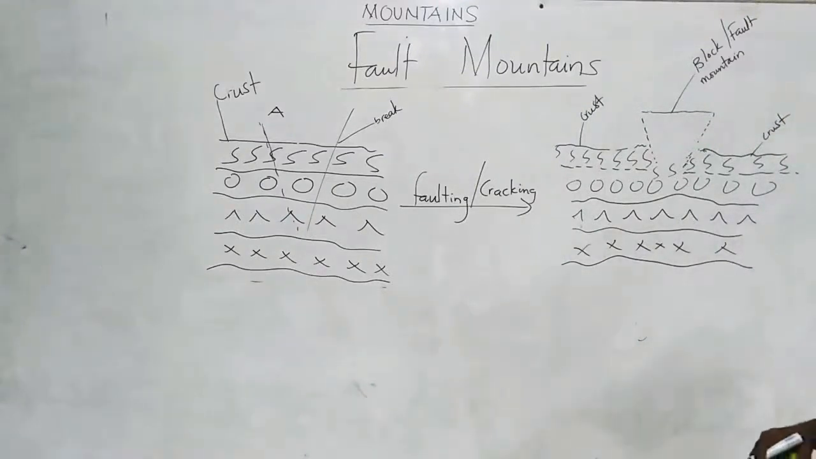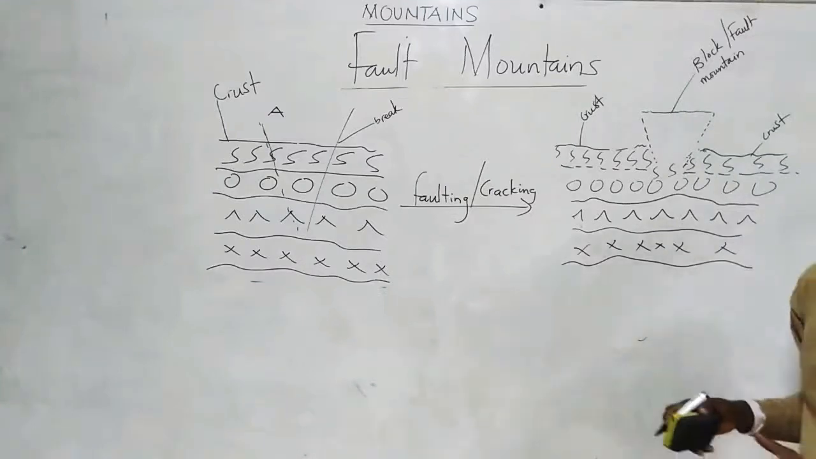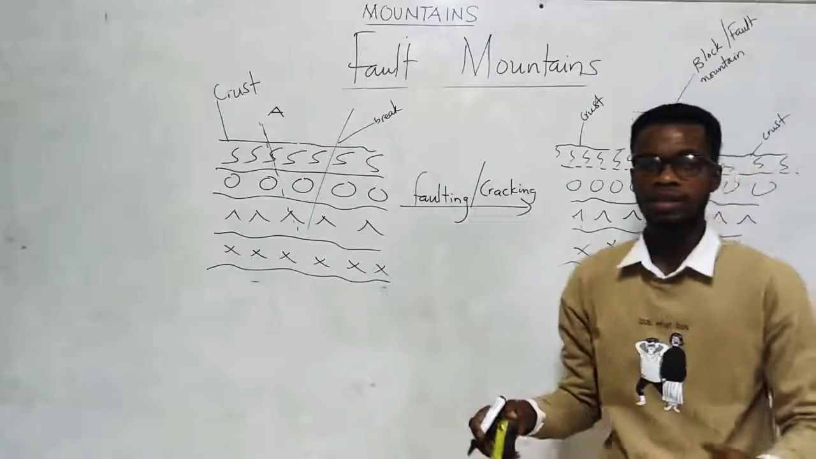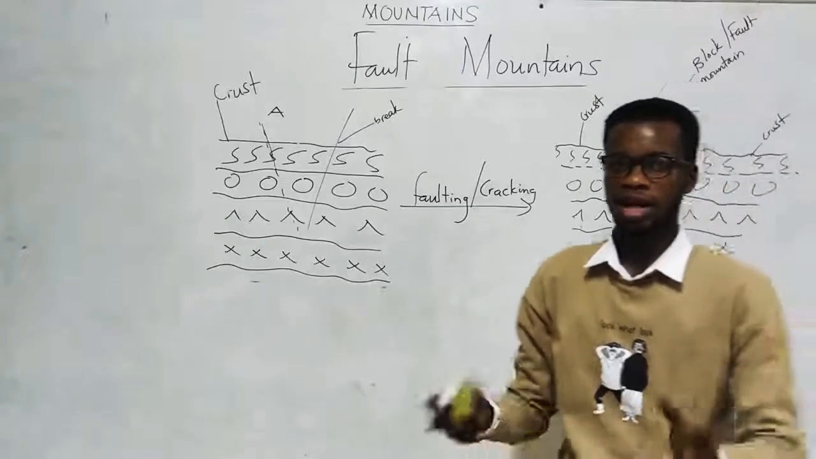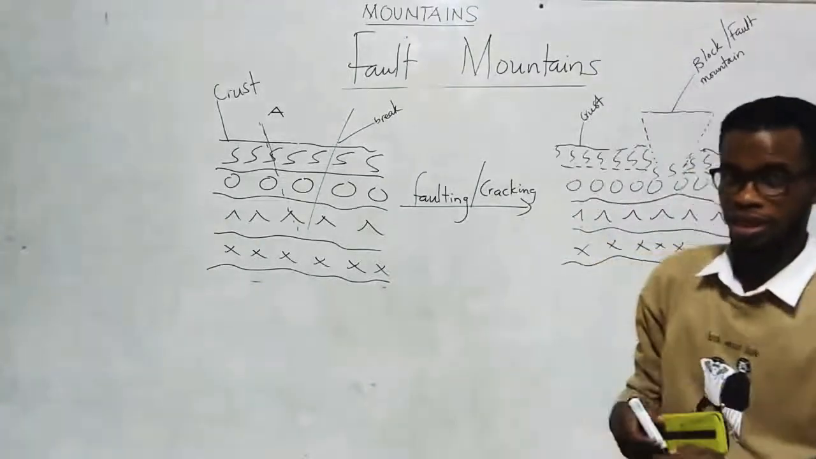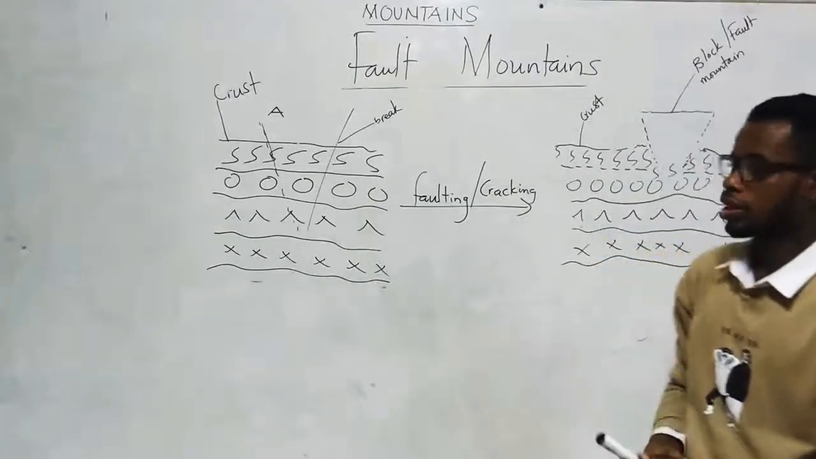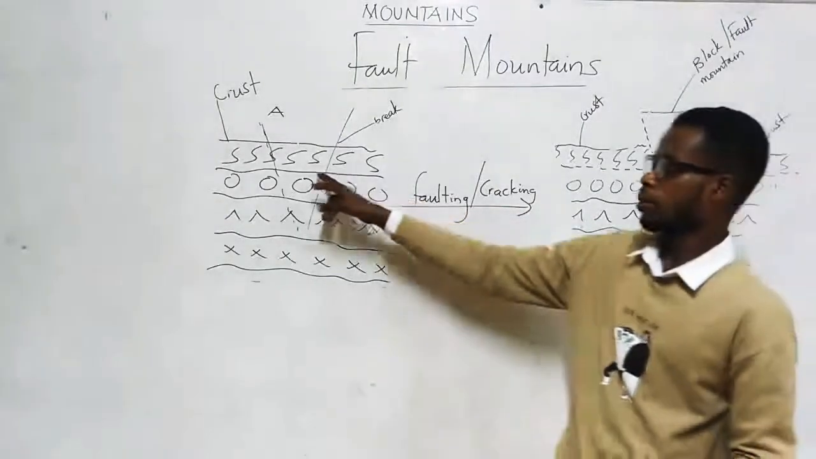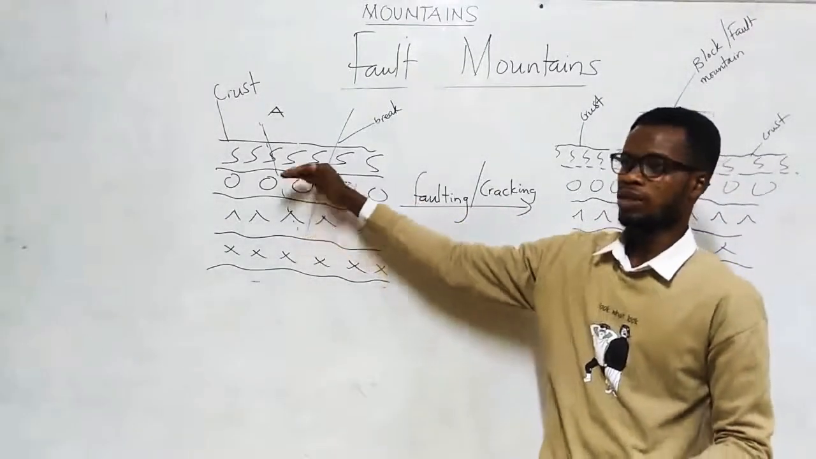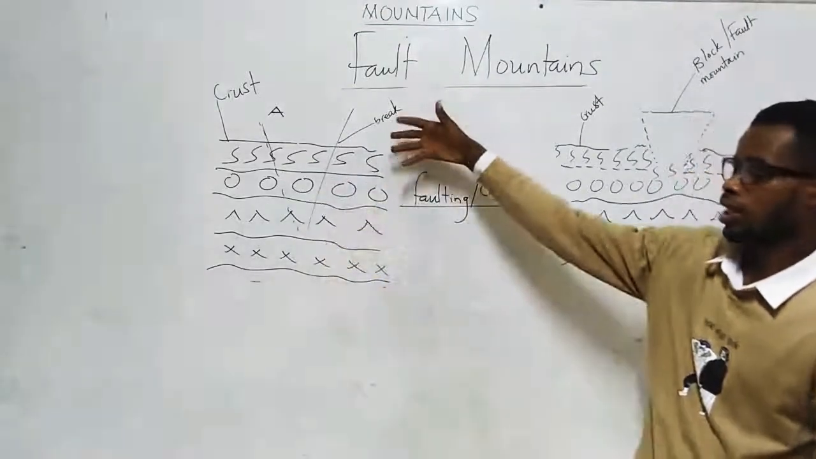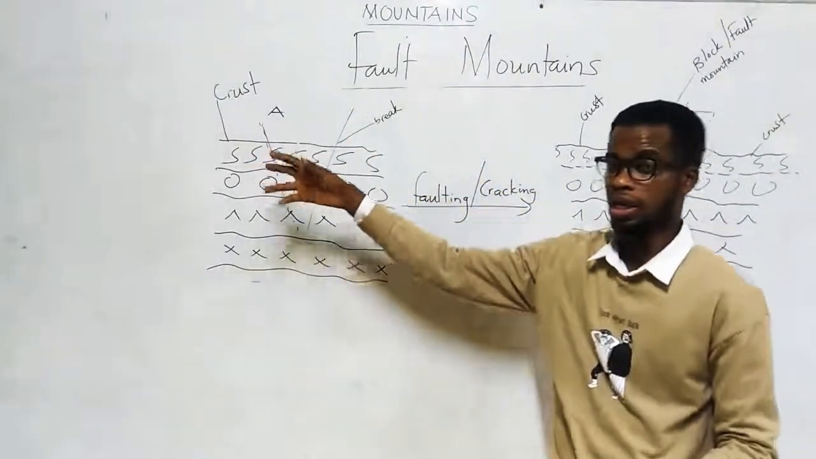Alright, so what we are seeing here is that something has occurred within the layers of the earth, and it is called faulting, the cracking. There's a fault, a break in the layers of the earth. The break affects the innermost part, because these parts are softer compared to the crust. The crust is the hardest part or layer.